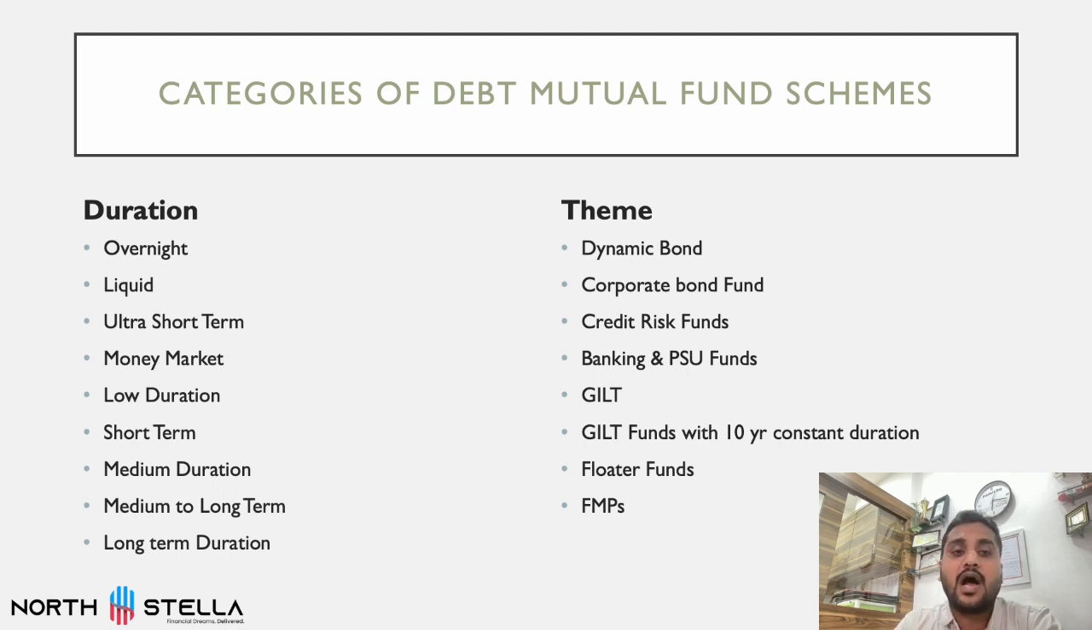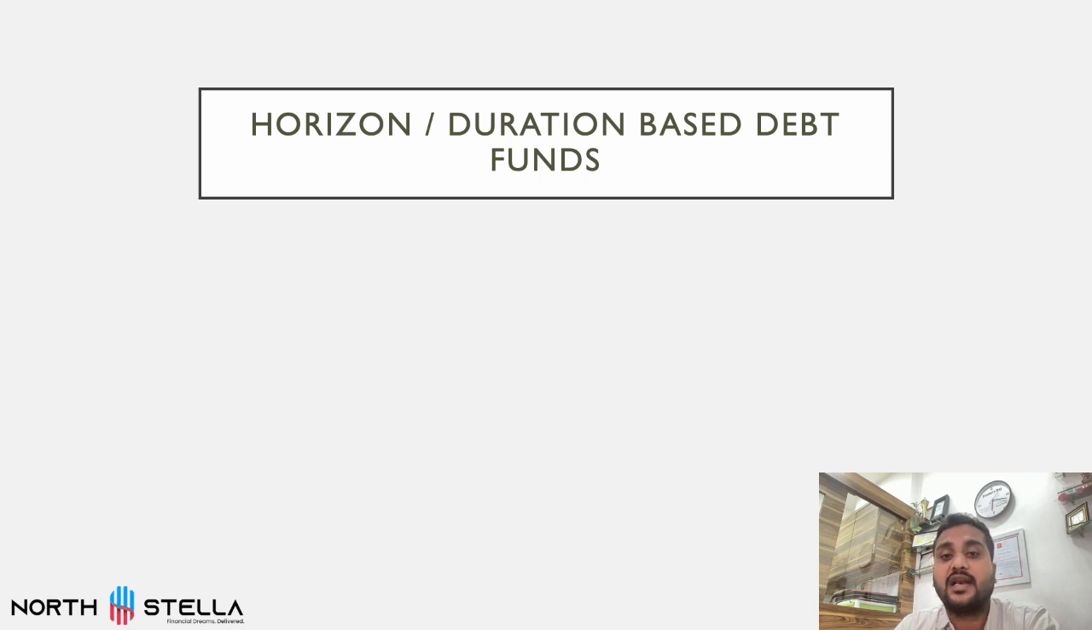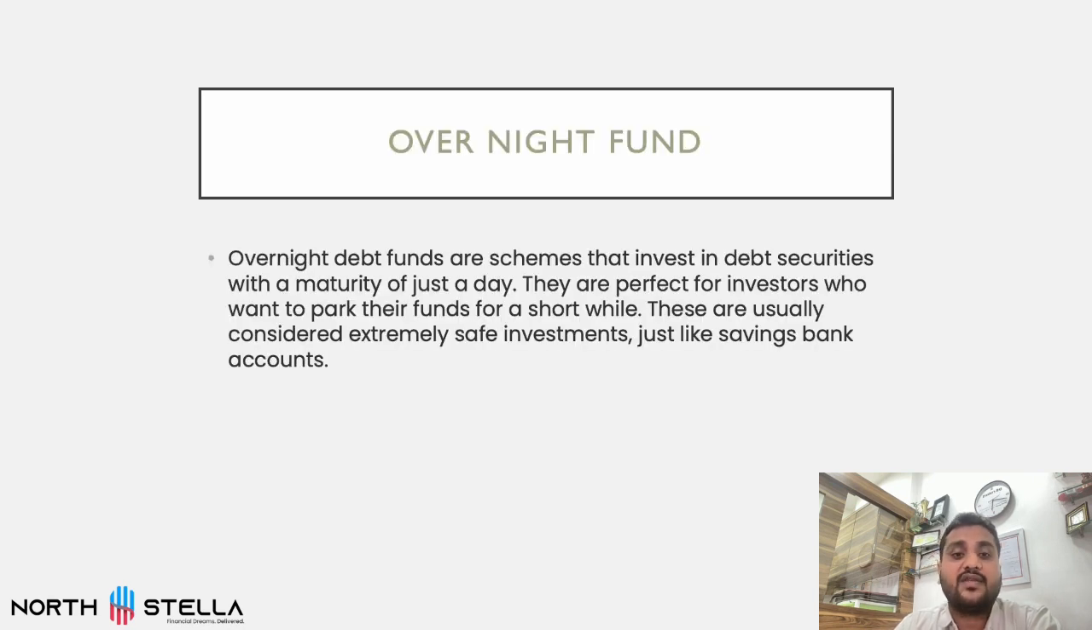Let's discuss how these funds are floated. If you look at the horizon and duration based debt funds, the first category is the overnight fund. This fund will invest in debt securities which have a maturity of just a day. So if I want to invest for the next 3 days, 5 days, or 10 days, I can park my money in an overnight fund.